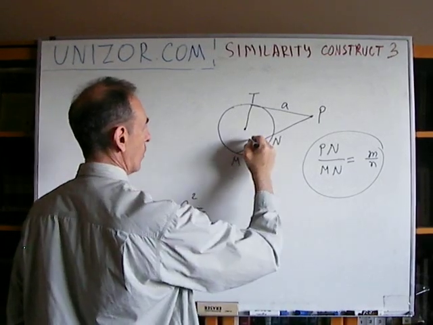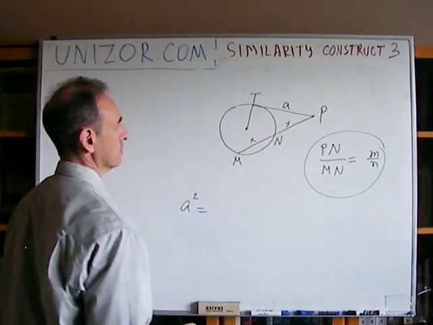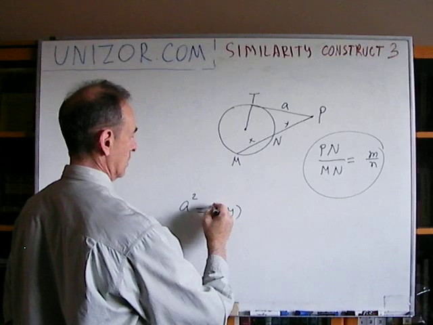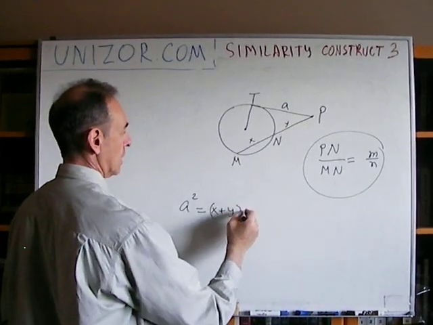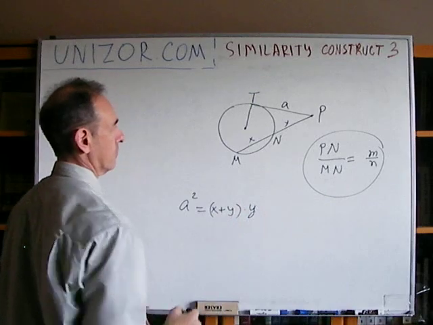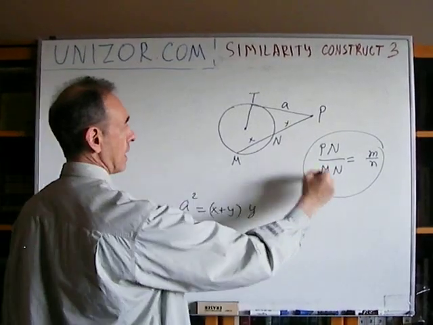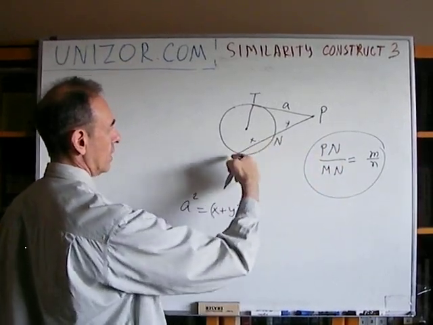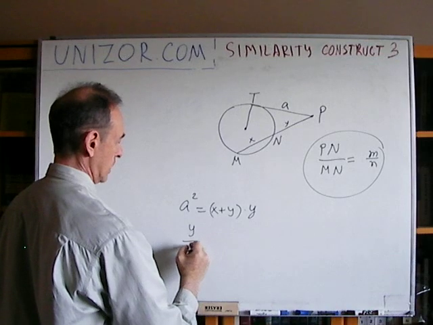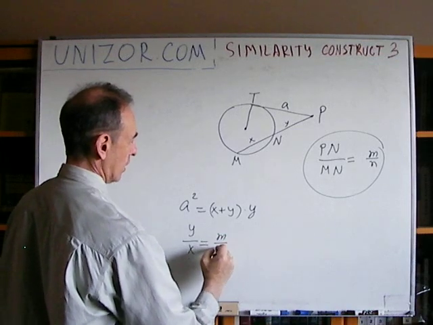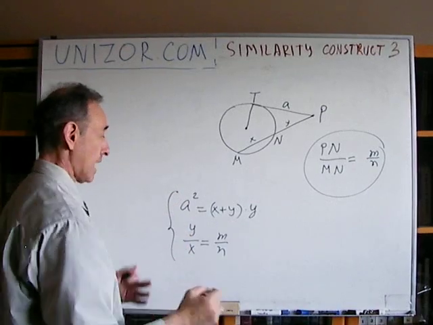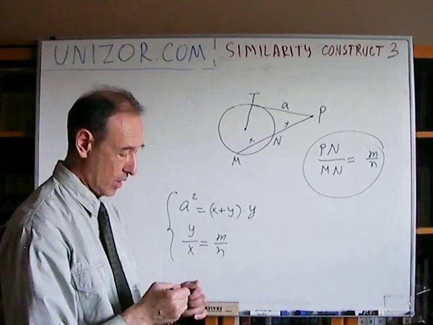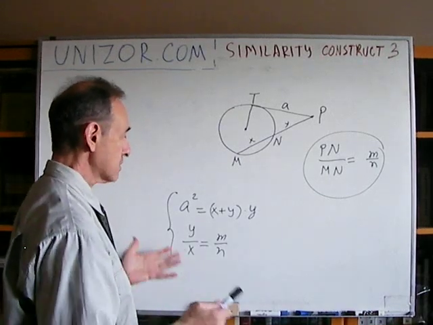Well, let's call this part x and this part y, if you don't mind. It's equal to x plus y, the whole secant, times its external part. On the other hand, I have this ratio, which means Pn over mn, which is y over x. Y over x is equal to m over n. Well, this is algebra. These are two equations with two unknown variables, x and y. All we have to do is solve them.